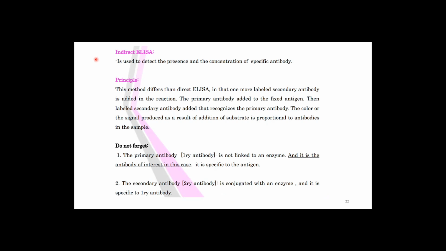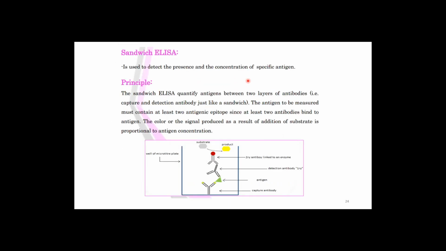So in indirect ELISA, there are two antibodies used. As I've already said, the primary antibody will detect the antigen of interest, and the secondary antibody will detect the primary antibody. This is the schematic. The antigen is attached to the bottom of the well. The primary antibody is attaching to the antigen. The secondary antibody is attaching to the primary antibody. The enzyme converts the substrate to the product, and a visual readout is seen.